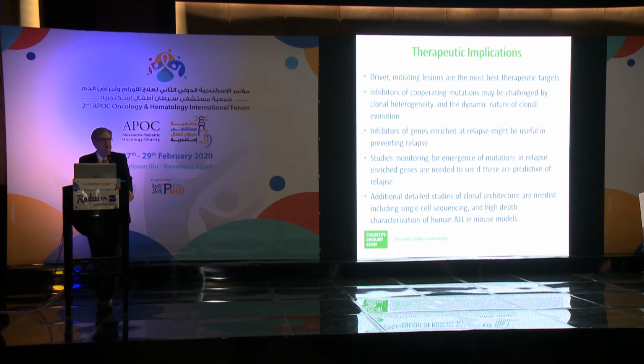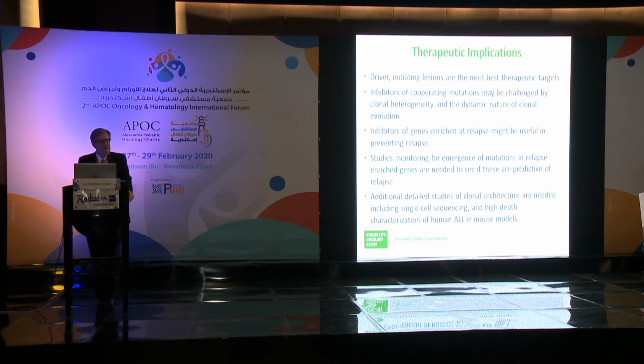Going after MLL or KMT2A rearrangements makes sense. It's less clear that going after the secondary mutations therapeutically will be as attractive a strategy because of the clonal heterogeneity and the dynamic nature of clonal evolution. It's possible that inhibitors of genes enriched at relapse might be useful in preventing relapse. So if you could look at those pathways that tend to outgrow at relapse, if you had drugs that targeted them, perhaps you would prevent relapse from happening.